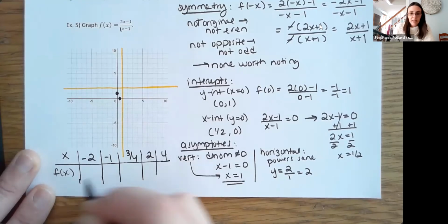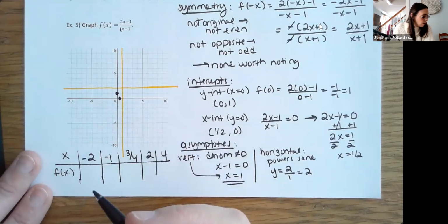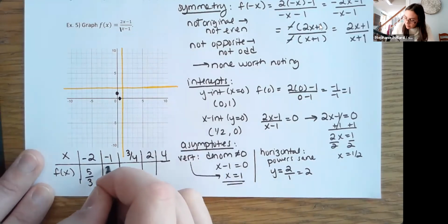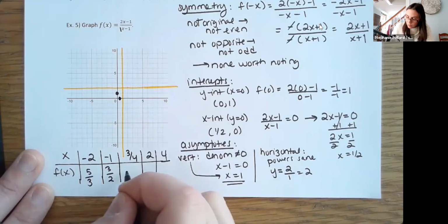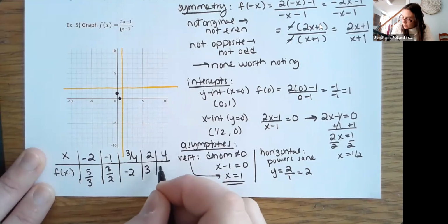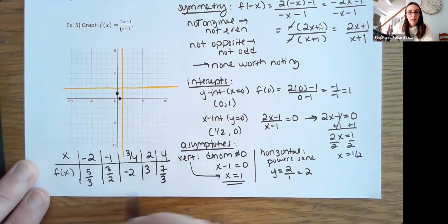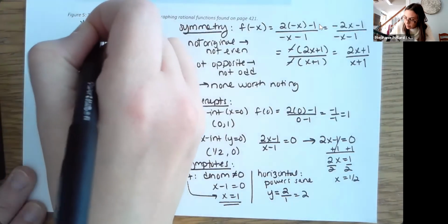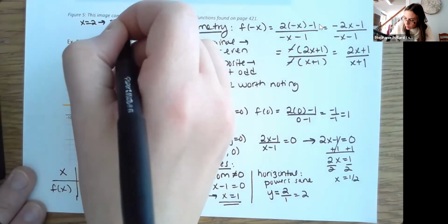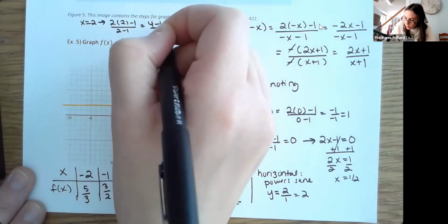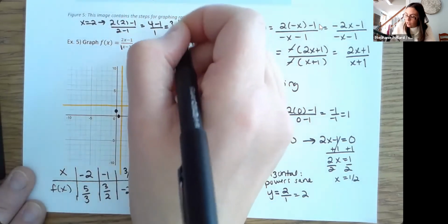And then they plugged these values into the function. And what they got was 5/3, 3/2, -2, 3, and then 7/3. So for this step here, remember you're plugging into the original function. So for instance, let me do 2, 3. I would choose x equals 2, and I would plug that in. So 2 times 2 minus 1 over 2 minus 1. That means 4 minus 1 over 1, which is 3 over 1, which is 3.